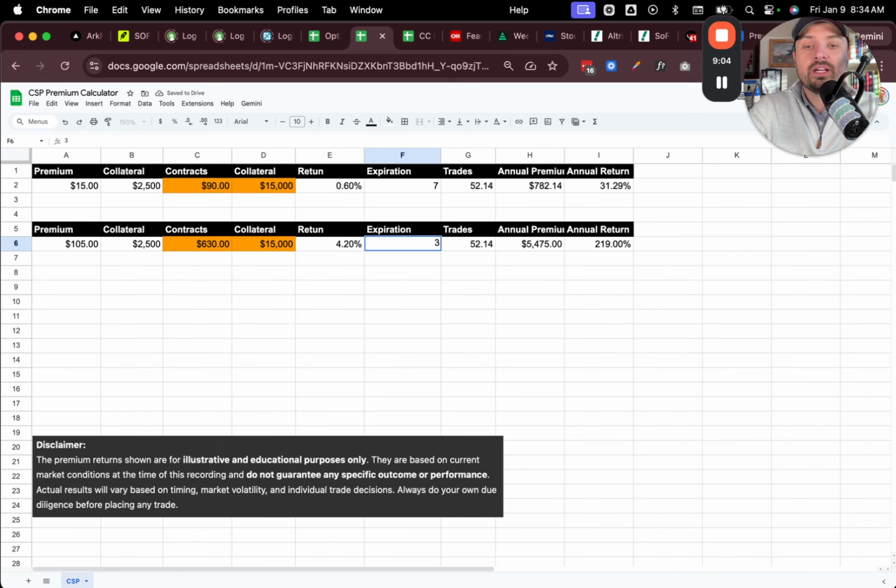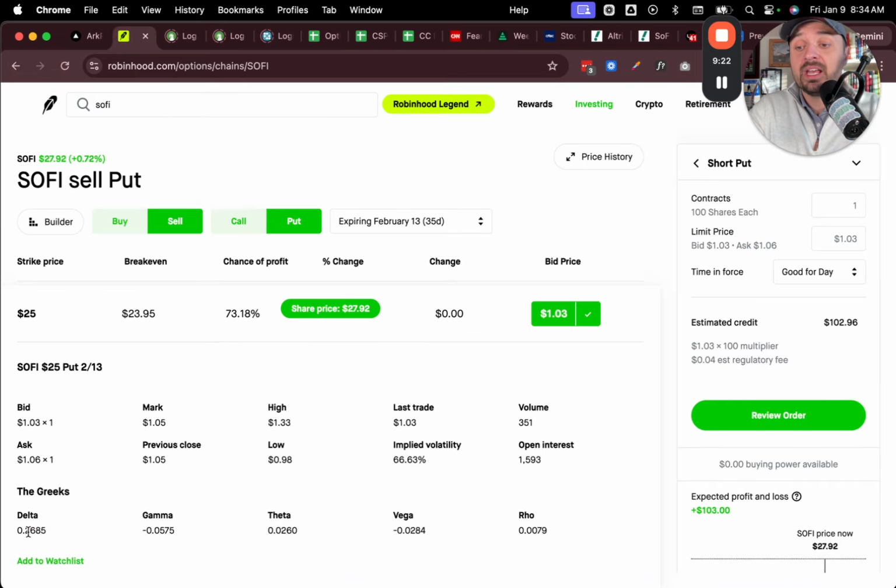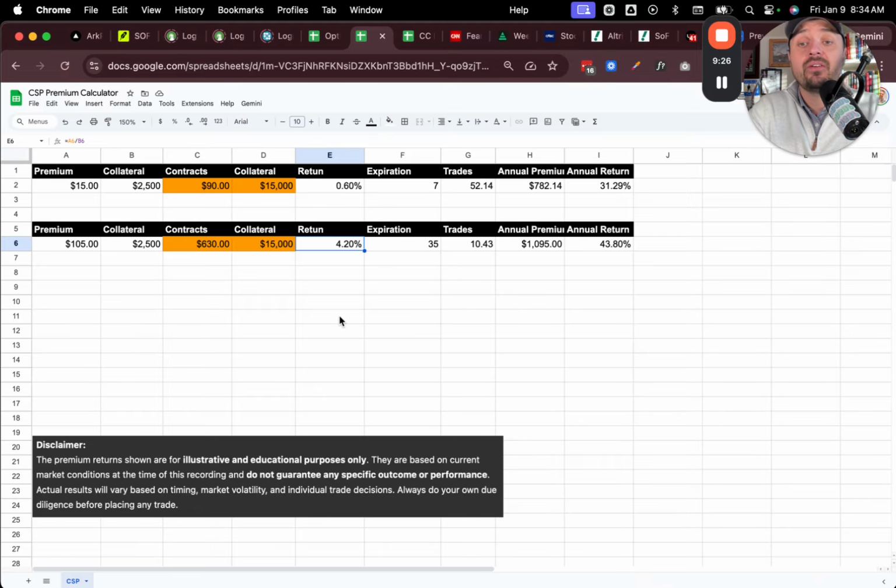35 days to expiration, right? We are collecting 4.2% on our money. That's 105 divided by the $2,500 that we are locking up, and a fantastic return on our money. Higher risk, higher chance of assignment. I don't care what the delta says, whether it's 26 delta or a 0.10 delta. If I'm getting a 4% return in a span of a month, that is a higher risk play.